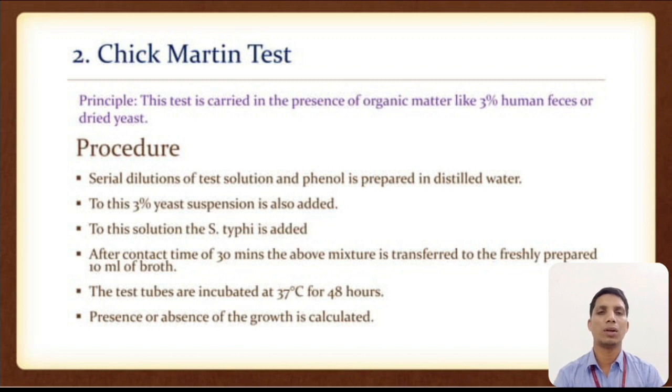Along with the phenol and the dilutions, 3% yeast suspension or 3% human feces is added to the test tubes. To these test tubes, we add the solution containing Salmonella typhi, or we can also use the other organisms described in the previous video. After adding the bacterial inoculum to the test tubes and a contact time of 30 minutes, the mixture is transferred to freshly prepared 10 ml of broth. After 30 minutes at 17.5 degrees Celsius, the broth is inoculated from the prepared test tubes.